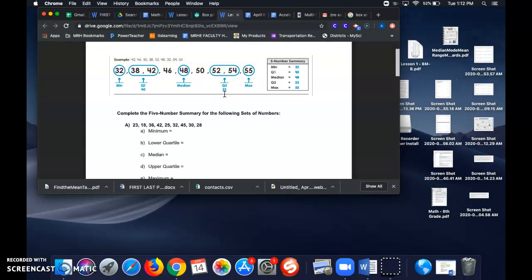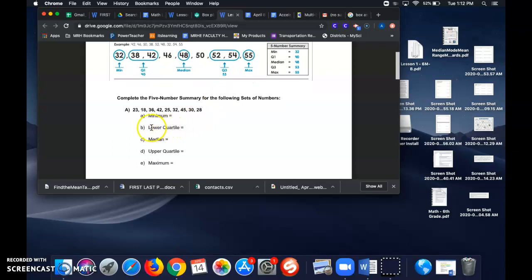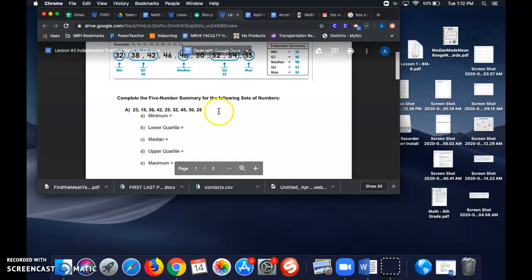Which is their third quartile. So remember, when you see first quartile, lower quartile, and upper quartile, this means first quartile and this means third quartile. So take a look at that. Let me know if you have questions.